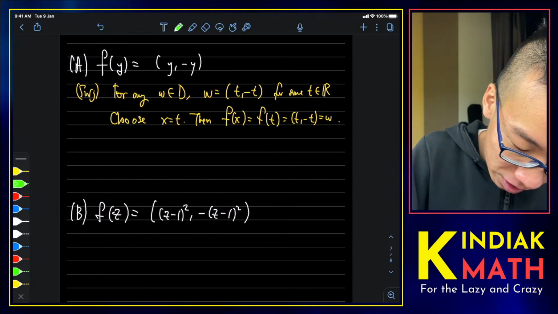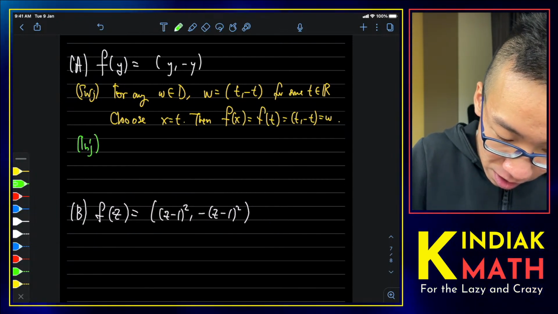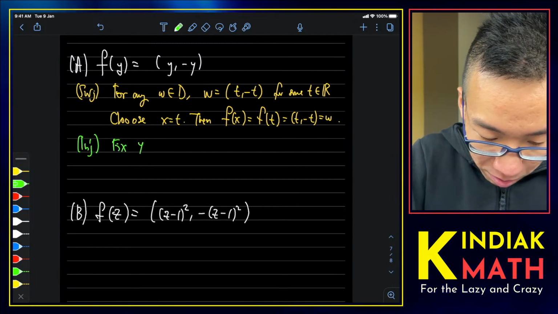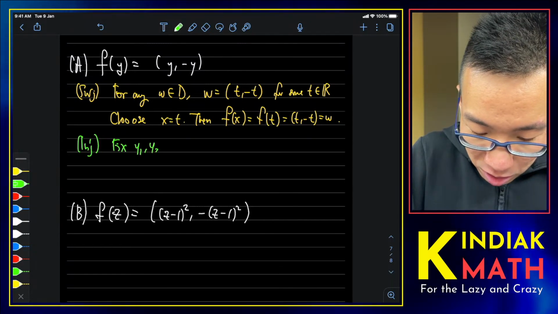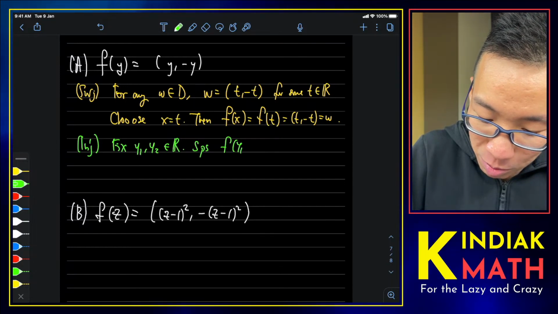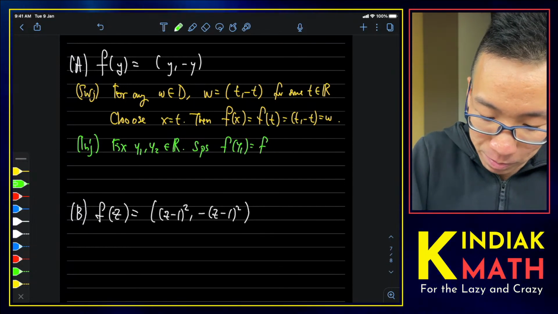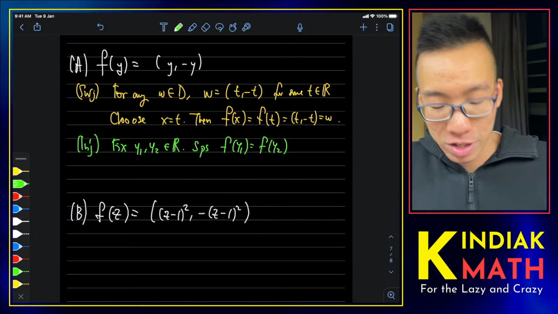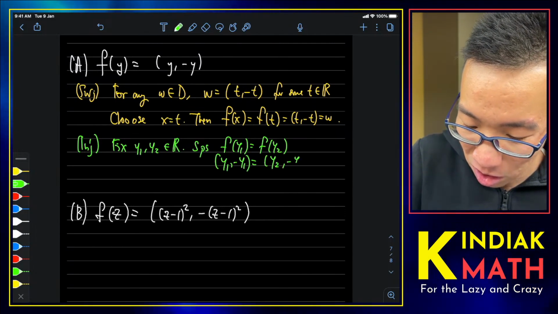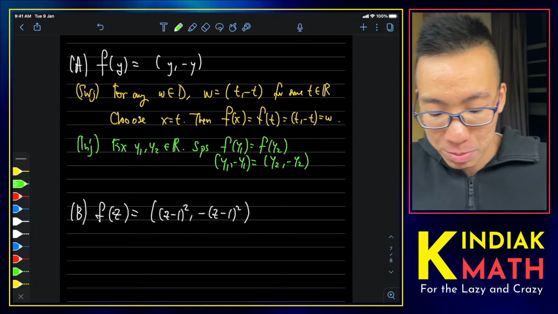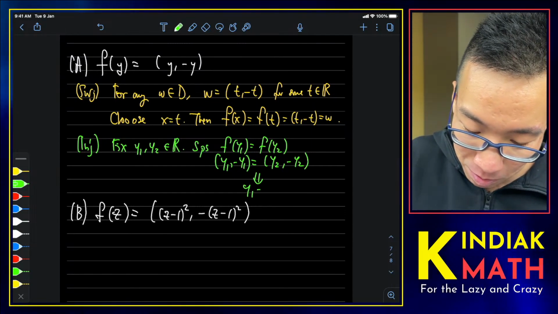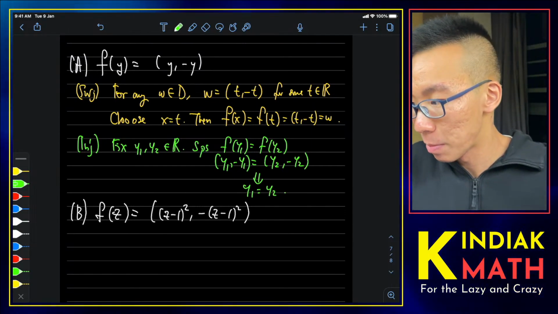And for injectivity, fix y1, y2 in the real numbers, and suppose f of y1 equals f of y2. Then by definition, f of y1 is that, y2 is that, which means that in order for the coordinates to match up, they must be the same. So we do get injectivity.